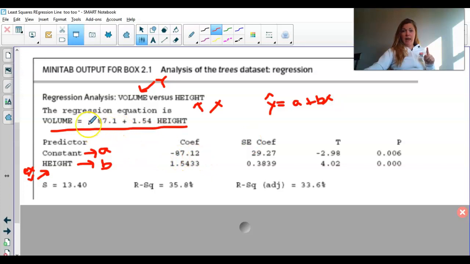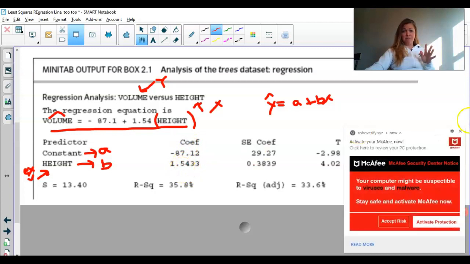And they have it here for us: our y hat, our predicted volume, is equal to the y-intercept, negative 87.1, they rounded there, that's okay, plus 1.4, so here's our slope, times the height. There's our least squares regression line, and they do not always give it to us, so that's why you need to know what these are right here every single time.